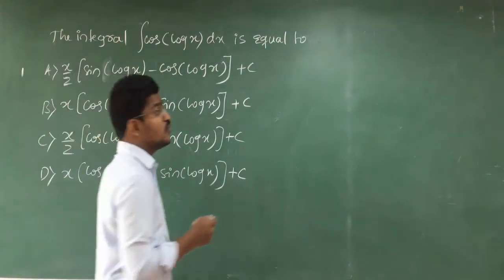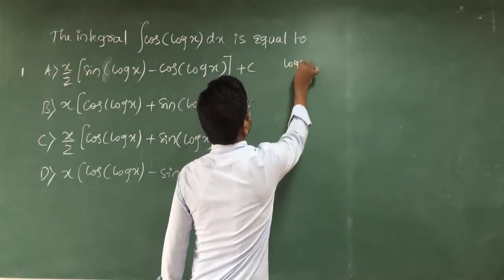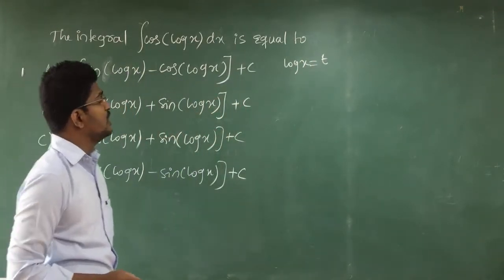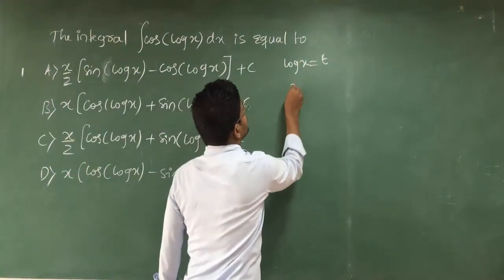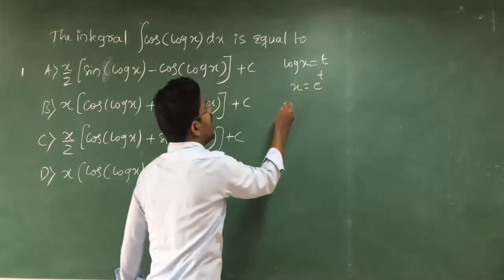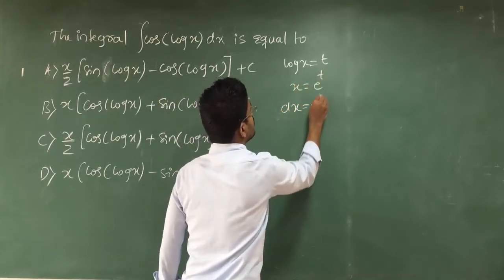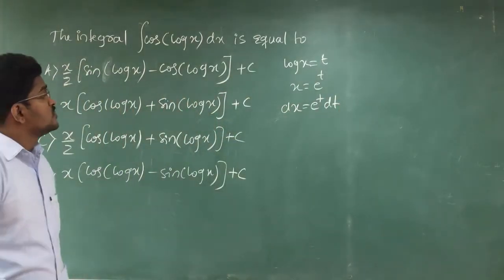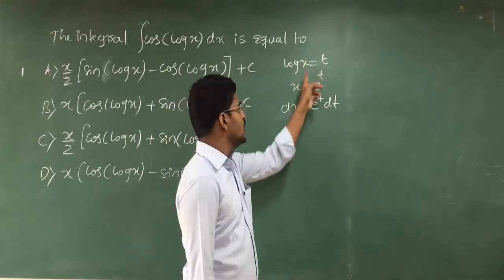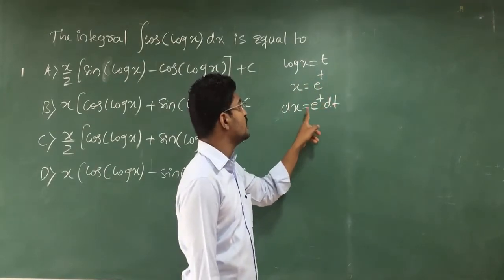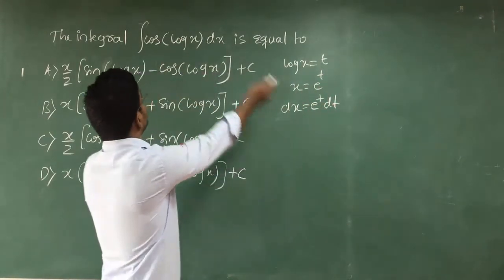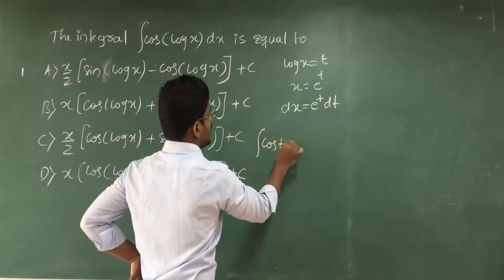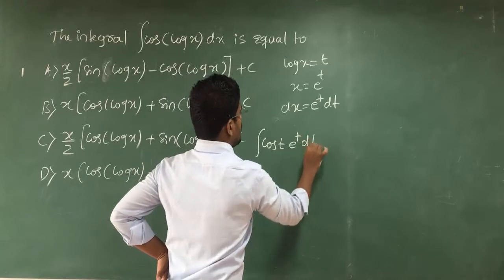To simplify that, I will put log x equal to t. So if I take the exponent on this side, it will be x equal to e to the power of t, and dx will be equal to e to the power of t into dt. Clear? Very simple. So as I have taken log x equal to t, x equal to e to the power of t, dx equal to e to the power of t into dt. If I put all terms here, it will be integration of cos t, e to the power of t into dt.